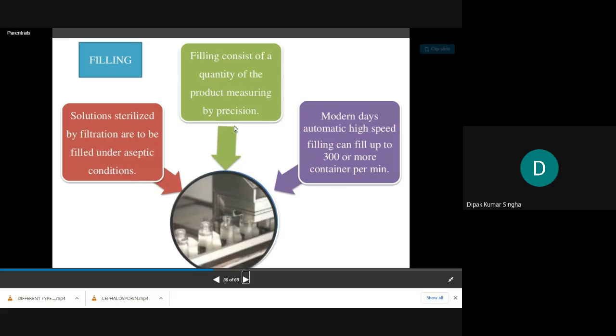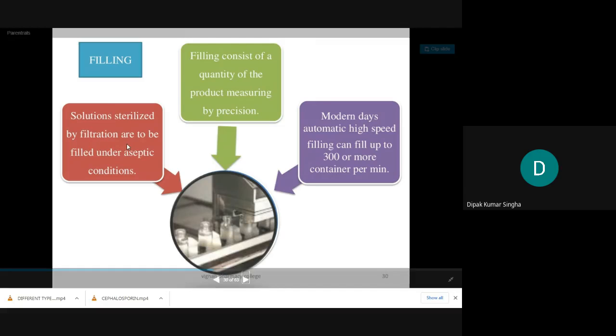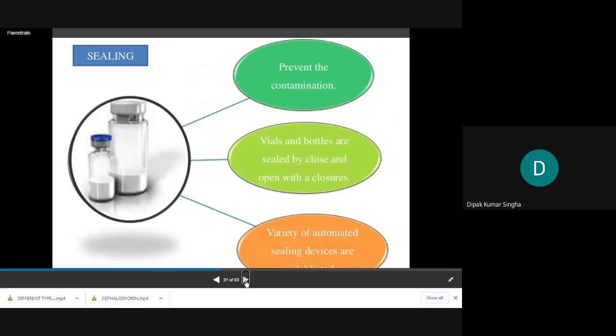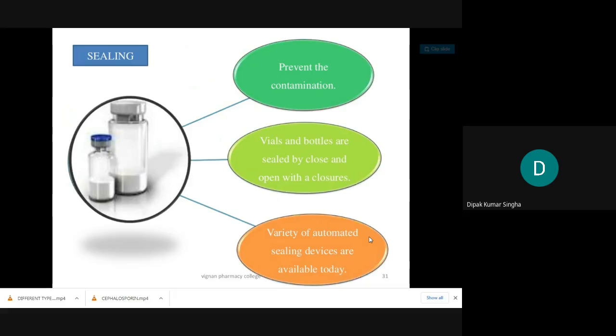Then filling and sealing. How to fill? The solution is sterilized by filtration. Sometimes a membrane filter is used under aseptic condition. Filling consists of ensuring the quality of the product and the precision, using a high speed filling machine for container filling. Next, sealing. After preparation of the formulation and filling the container, sealing follows, otherwise it will be contaminated. To prevent contamination, vials and bottles are sealed with closures, and a variety of automatic sealing devices are available in the market today that seal the container.